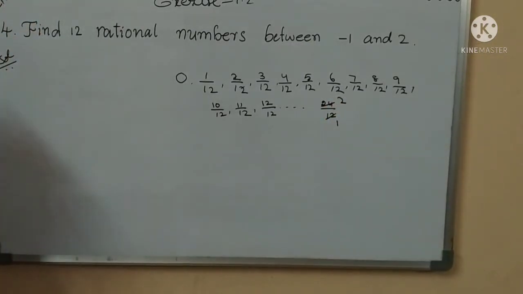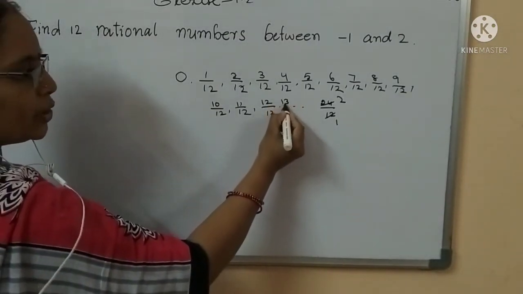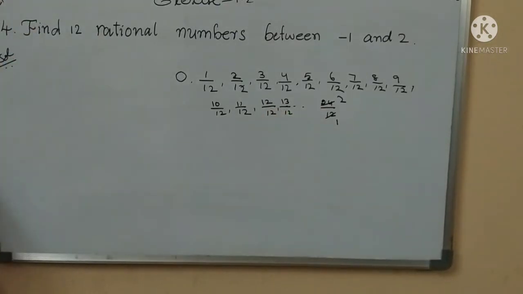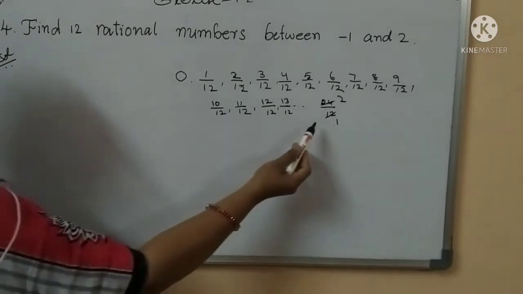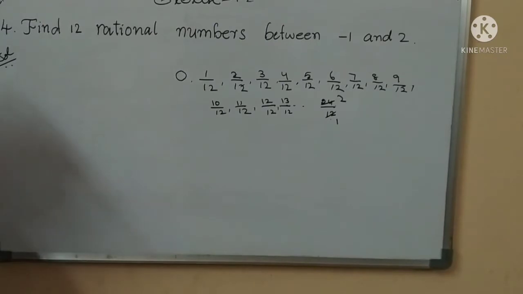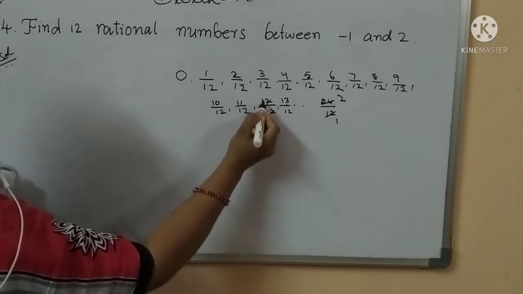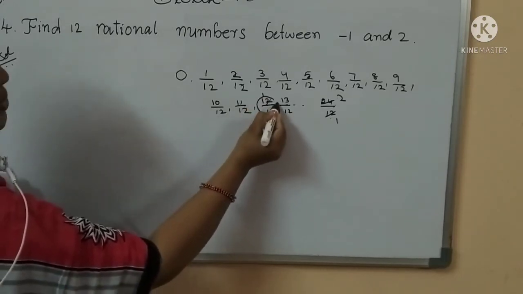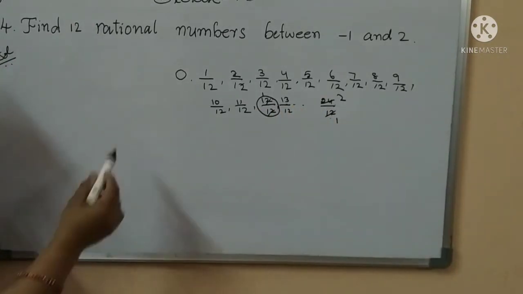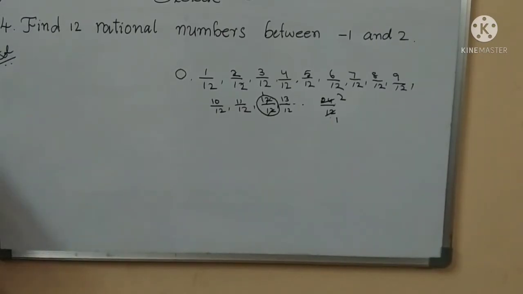Understand here? In the middle, the numbers 13 by 12 and so on up to 24 by 12 we should write. That is 2, since 12 ones are 12, 12 twos are 24. So it is 0. Here 12 by 12 is 1, and so on, and 24 by 12 means 2. So from 0 to 2, 12 rational numbers we will get.